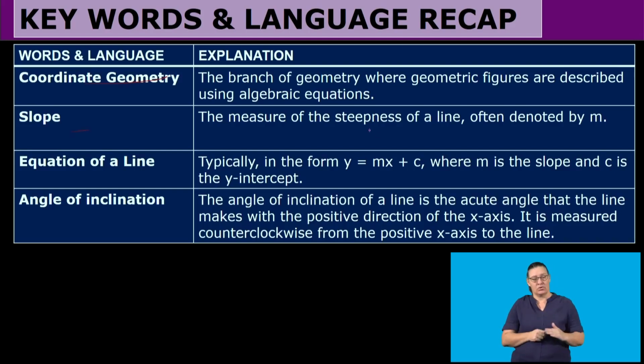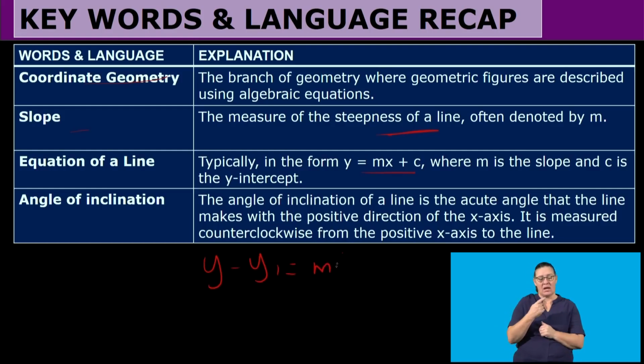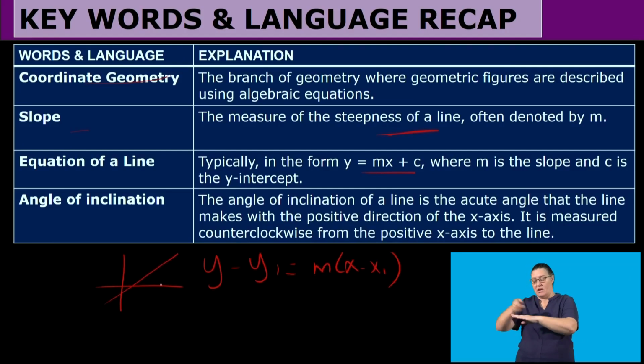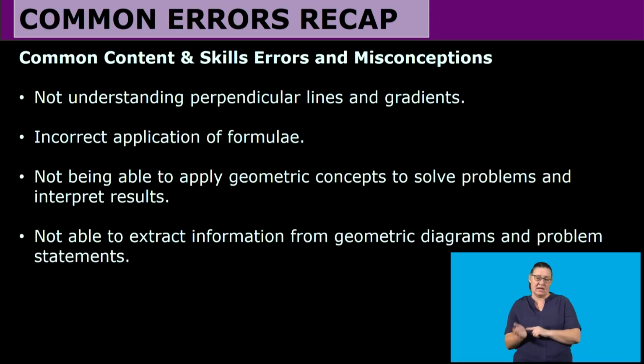Slope gives us the measure of steepness of a line. The equation of a line, we can use y equals mx plus c, and often we use the formula y minus y1 is equal to m into x minus x1 to help us work out the equation. The angle of inclination is the angle that a line makes in the positive direction of the x-axis, and it's always measured anti-clockwise. So if we have a line, the angle that it makes between the positive x-axis and itself is that angle of inclination.